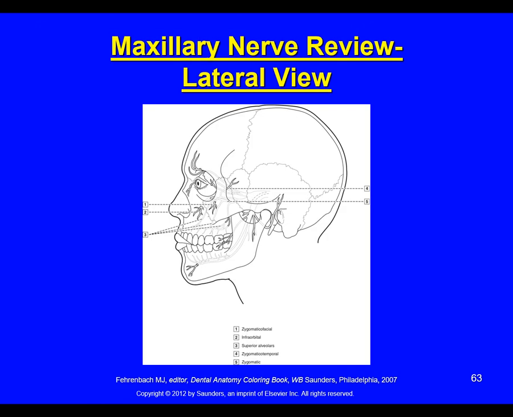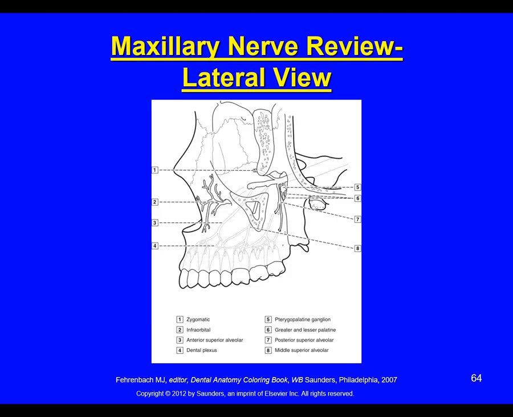Here is your maxillary nerve review, or your V2 area, and where it goes to. This picture is in your workbook. Here it is a little bit closer, so you can label this. This would be a good picture to color and label for studying purposes.